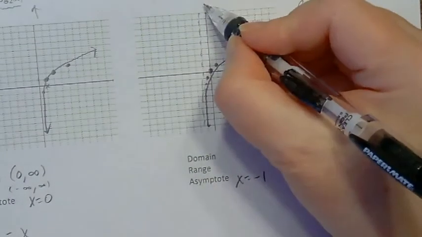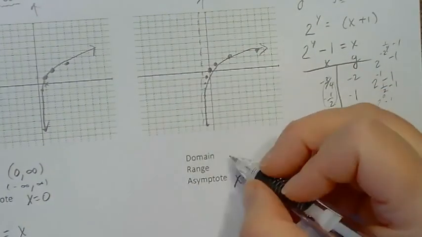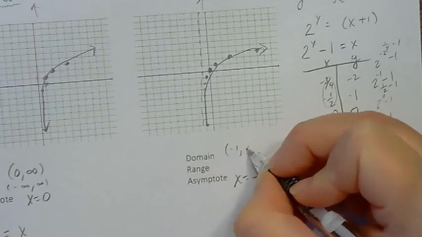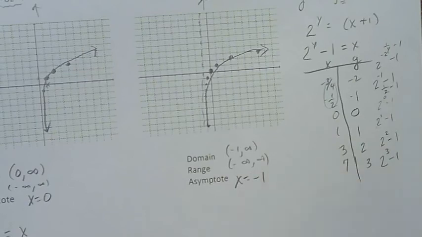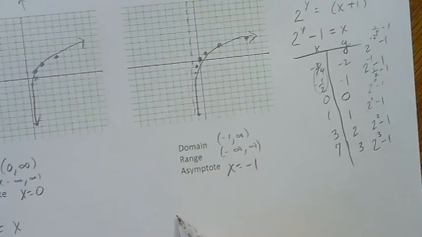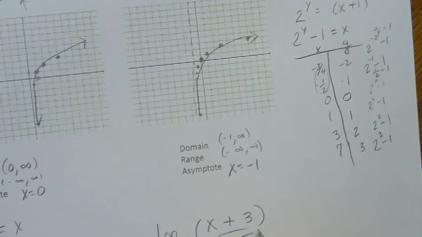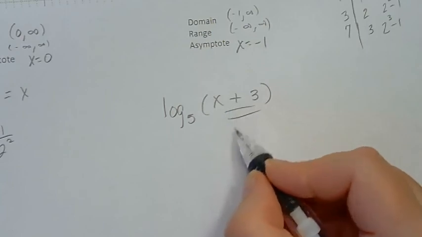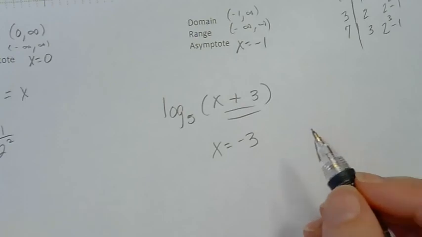So this number inside here with the x is going to determine the asymptote. So this one's moved 1 to the left. So the domain now is -1 to infinity, and the range is -infinity to infinity. So we can see then that whatever the log base is, it doesn't matter what the number is down here, whatever value I'm putting inside with the x is going to determine the asymptote. So this one is going to have an asymptote at x equals -3, which is going to affect the domain.